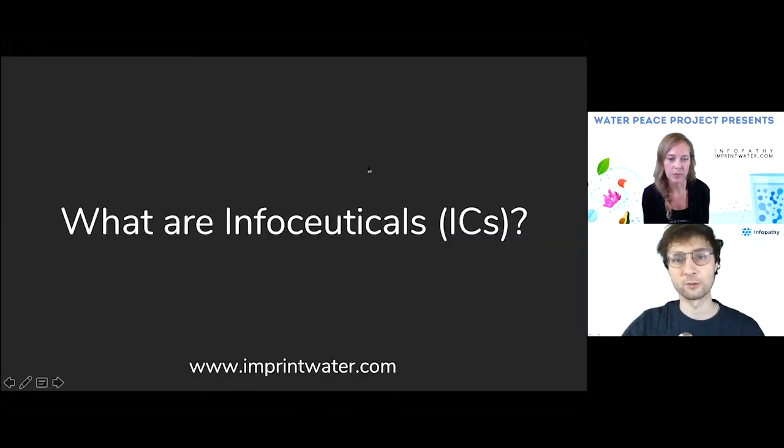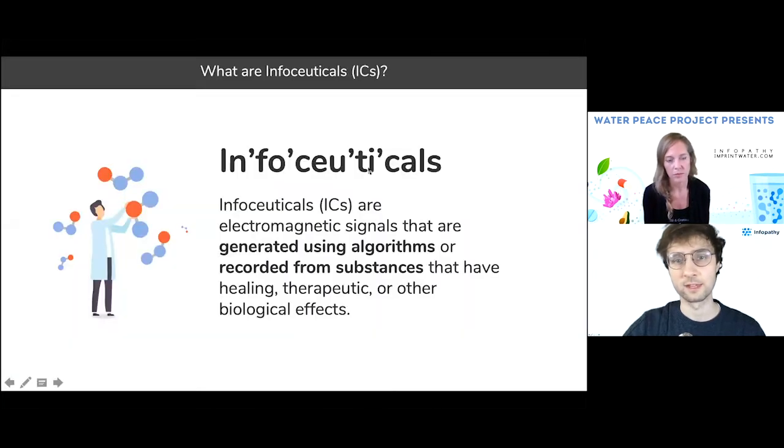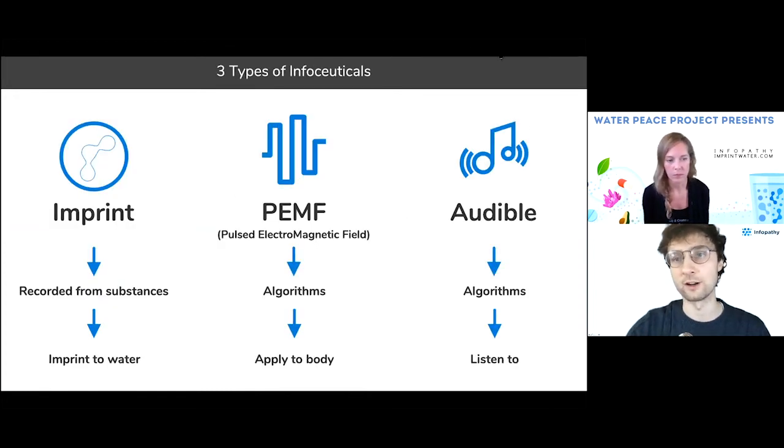And again, first of all, what are infoceuticals? Infoceuticals are electromagnetic signals that are first generated using algorithms or recorded from substances that have healing, therapeutic, or other biological effect. And here are two important things: one, that they can be generated using algorithms, and another, that they can be recorded from substances. In total, there are now three types of infoceuticals on the infoceutical platform, Infopathy.